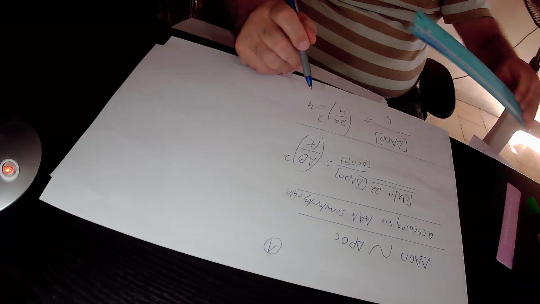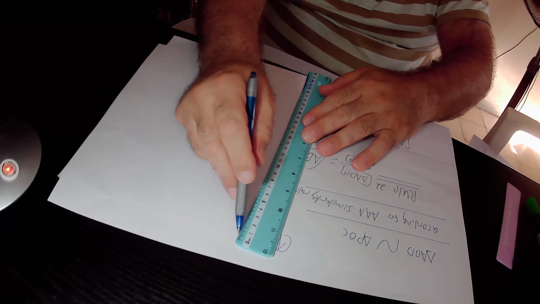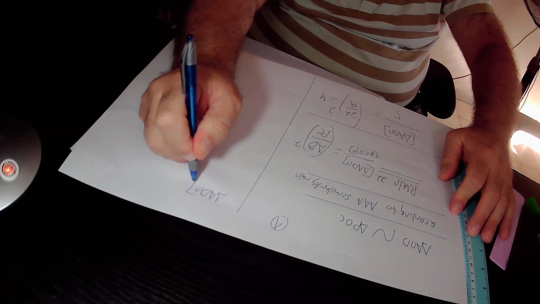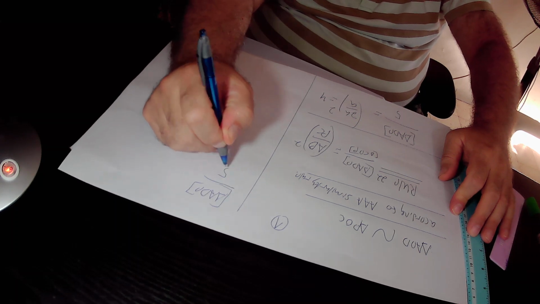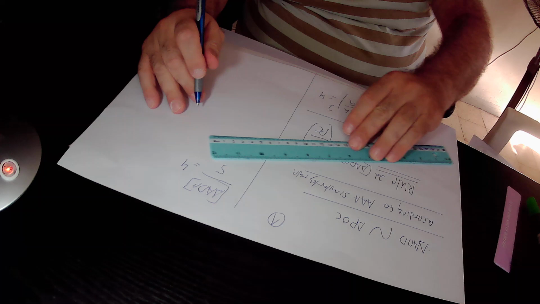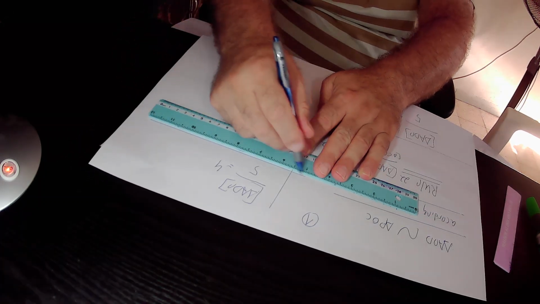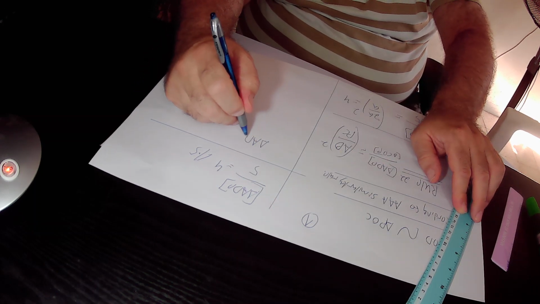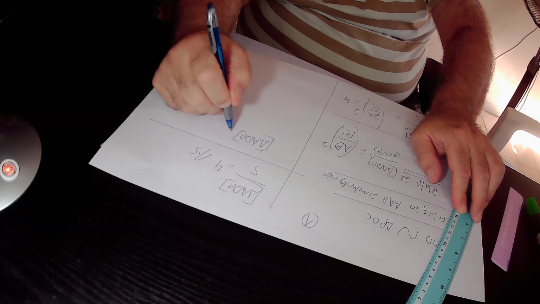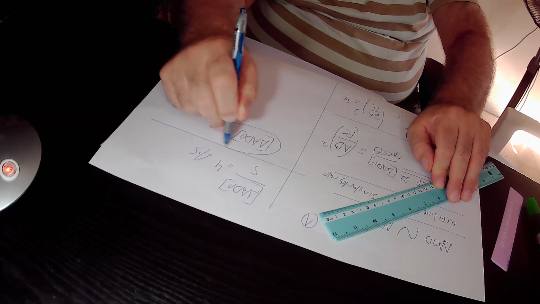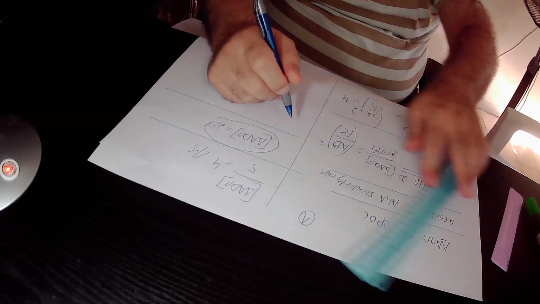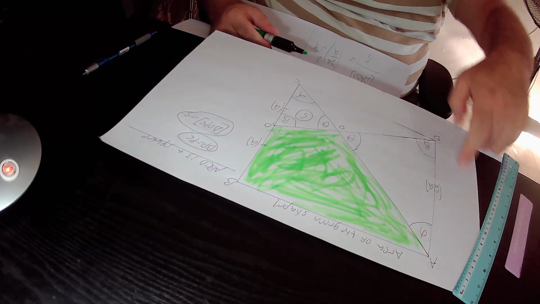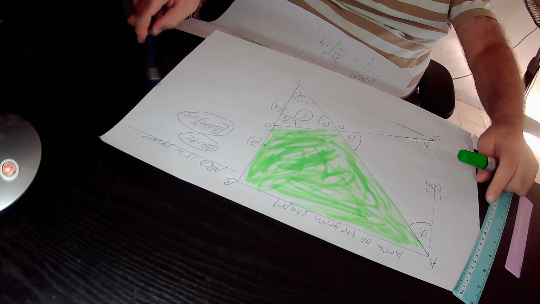So in total, we found out that the area of the big triangle ADO over 5 is equal to 4. So here we multiply this equation by 5, and we get that the area of the big triangle ADO is equal to 5 times 4, that is 20 square units. So we can find out that the area of this big triangle ADO is equal to 20 square units.